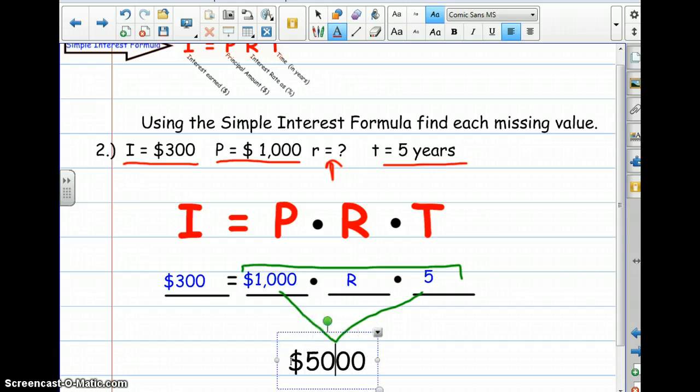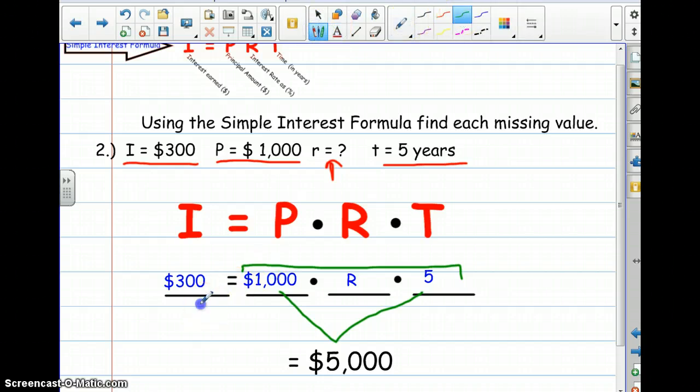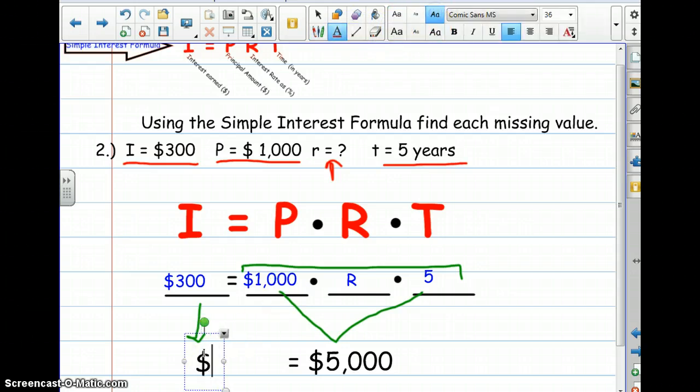I do know that. And 300 stays the same, so I just drop that down. So just bring that straight down. And I still have an R over here, so I'm going to leave that there. So I'm going to say it's still times R. I'll put a multiplication symbol in there.